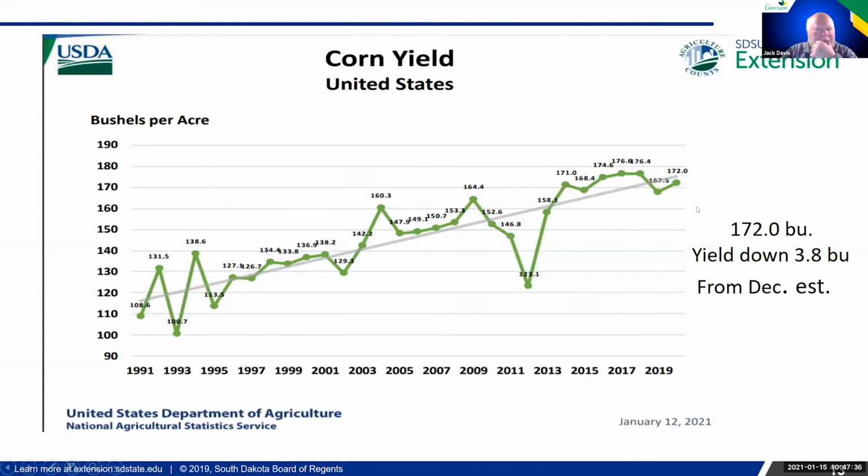see yield was reduced 3.8 bushel from December. So our national yield, our final yield ended up at 172. December was at 175.8. So we still saw a decrease in yield when they completed the final survey.